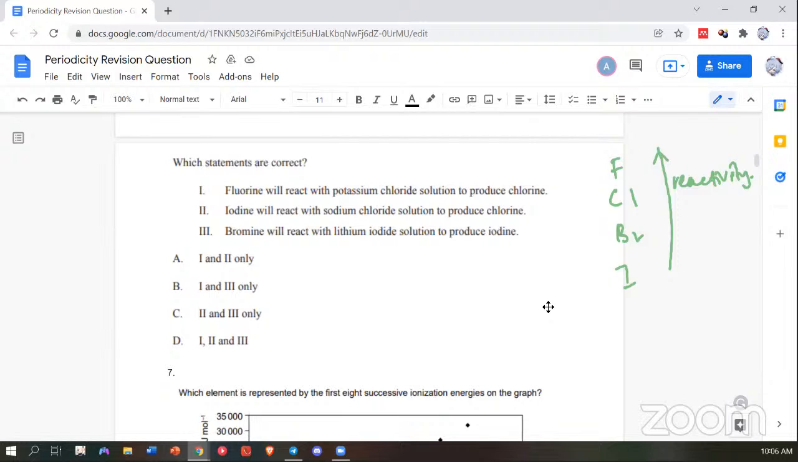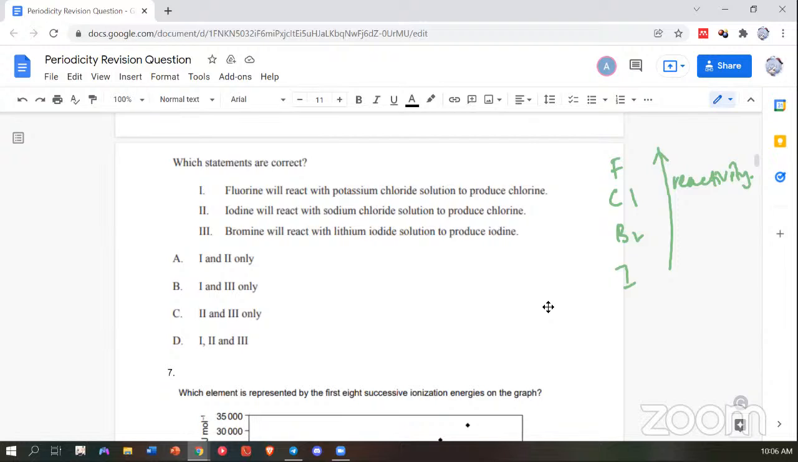So satu betul. Iodine will react with sodium chloride solution to produce chlorine. I lagi bawah daripada Cl. So dia tak boleh lah. Dia tak boleh react. Kan? Faham? Paper 1 ada periodic table dekat belakang sekali. And then kita ataupun kat depan mana.